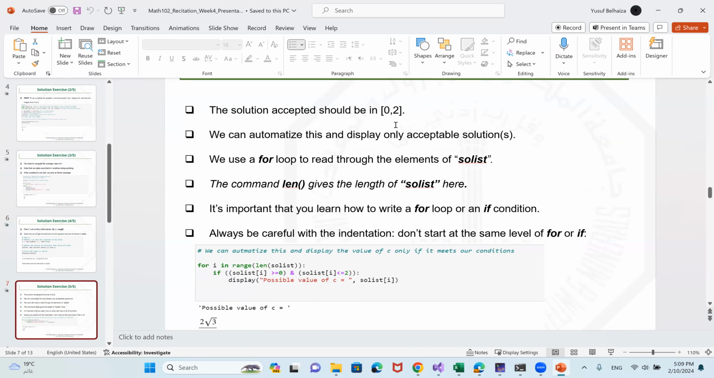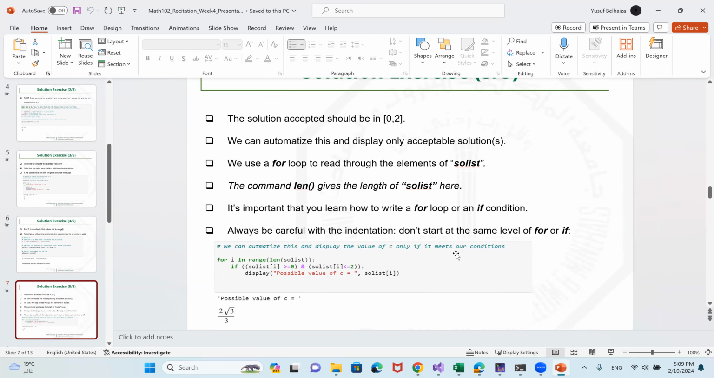First of all, solutions accepted should be between 0 and 2. We need to automatize this and display only acceptable solutions. So we will use a for loop to read through the elements of sol. The function length gives the length of sol. It's important to learn how to write a for loop or an if condition like we've seen in the previous slide. We always have to be careful with the indentation. And here is the coding part where we automatize the reading of the elements of sol.